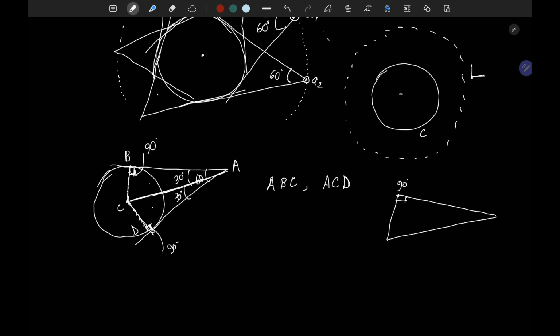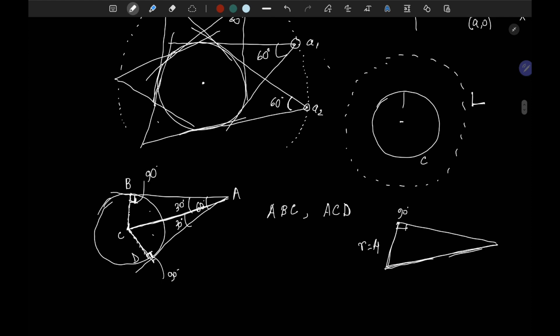So now you have a triangle whose this angle is 90 degree. This is the radius of the circle. We already have seen the radius of the circle as 4. We have to find this distance. Now what is this? If we look at this picture, let's name it in similar terms.